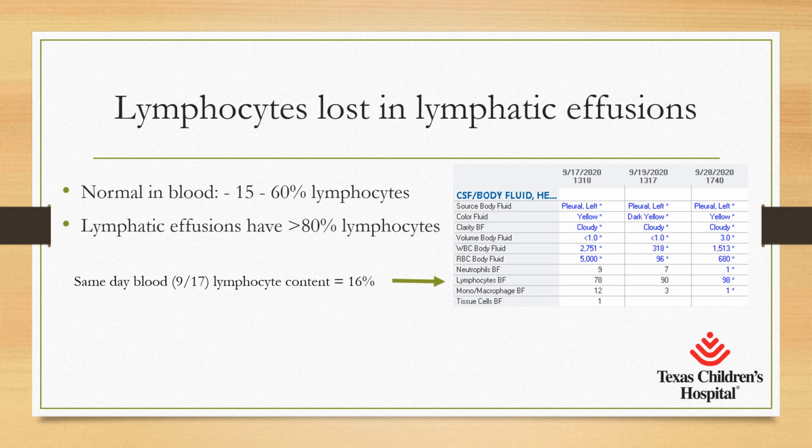So normally in blood, there will be somewhere between 15 to 60% of lymphocytes, where the effusions will have above 80% of lymphocytes. So in the case I was showing you over here, on the same day, the patient had about 16% of lymphocyte content in the blood, and the pleural fluid had 78 to 90% of lymphocytes content.